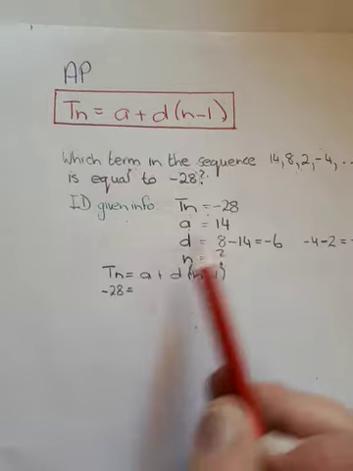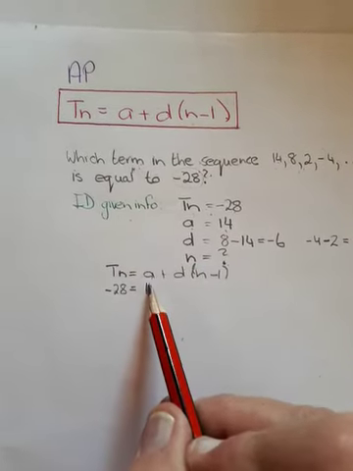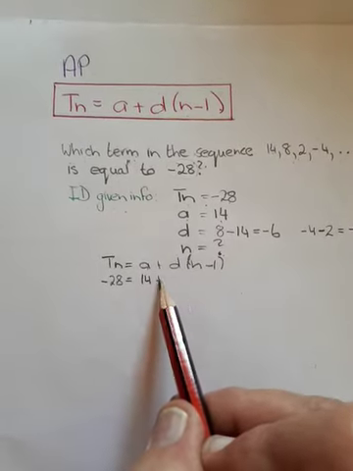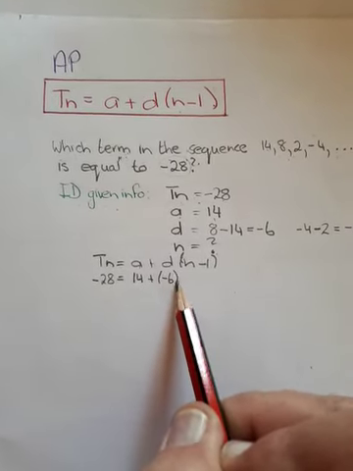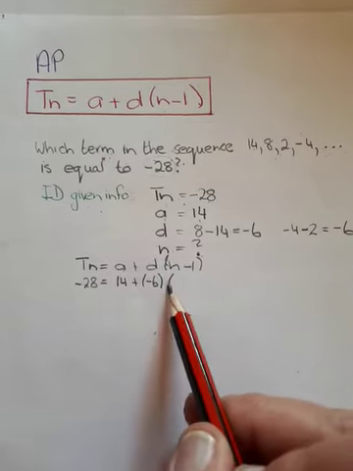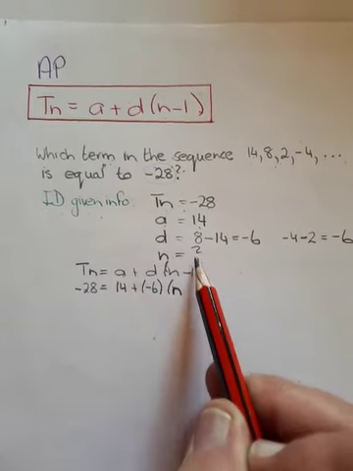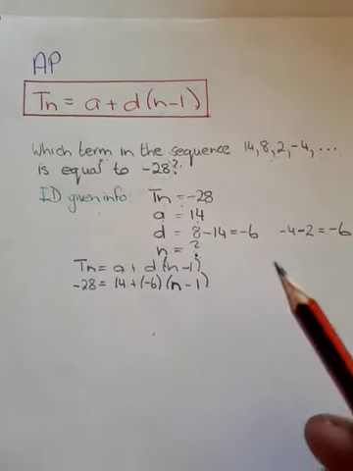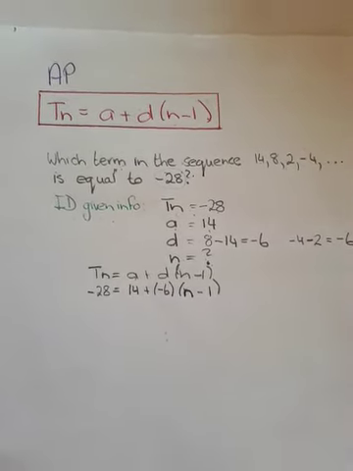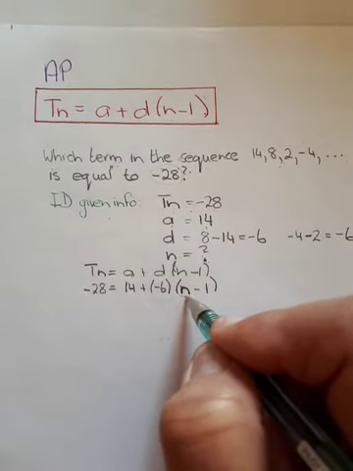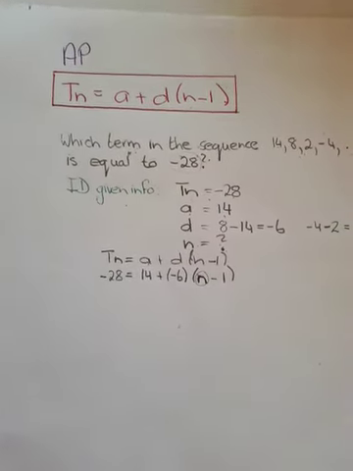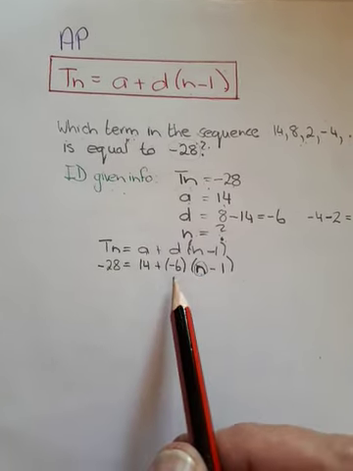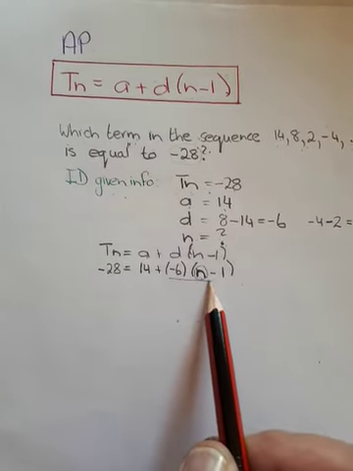We replace a with 14. We replace d with negative 6. n will remain the variable because that is the one being asked, and that is the one you will have to calculate. So we need to find n. If we look at that, we've got a linear equation with one variable, so here we are just going to apply algebra.